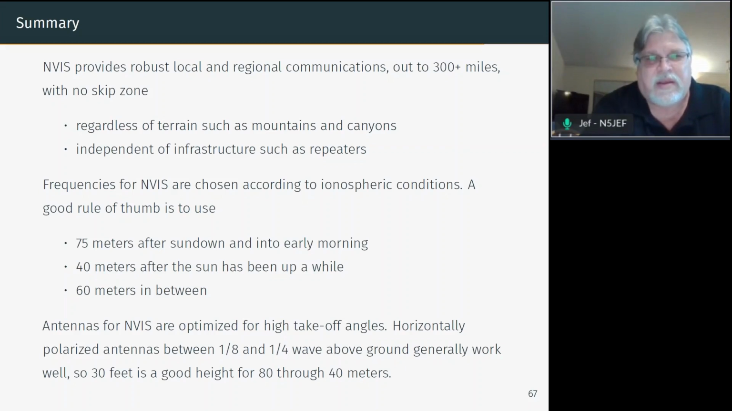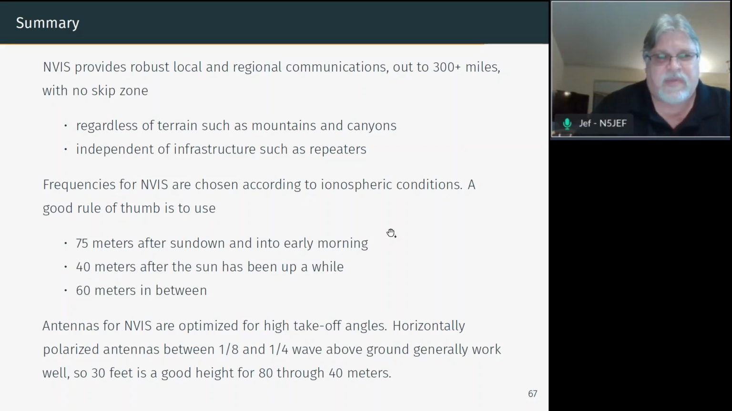It's important to choose your frequencies for NVIS according to the ionosphere. Good rule of thumb, and this is back in the sunspot days: it was pretty typical that 75 meters after sundown and into the early morning, 40 meters after the sun has been up a while, 60 meters in between. With the way the sunspots are right now, 60 meters is the place to be. But we only have 5 channels there. But it kind of works all the time.